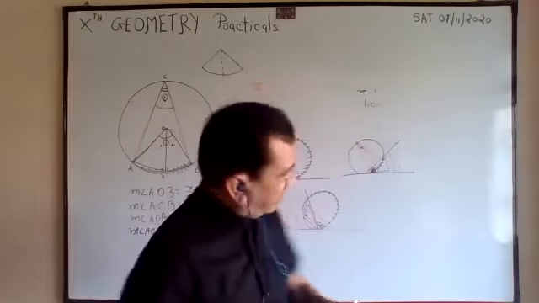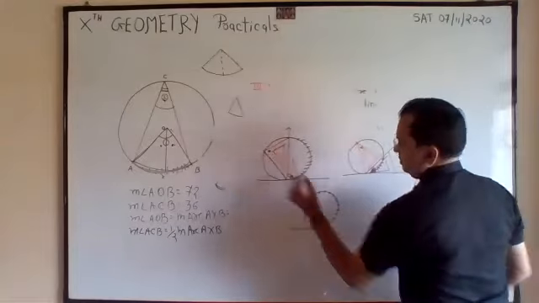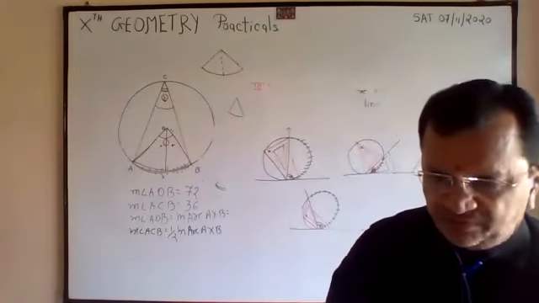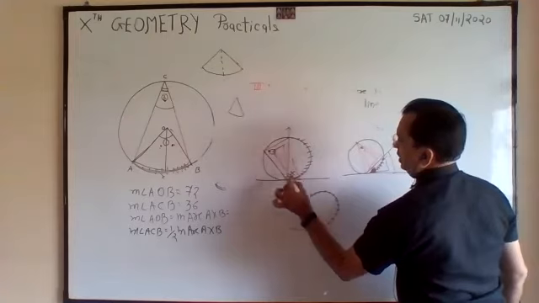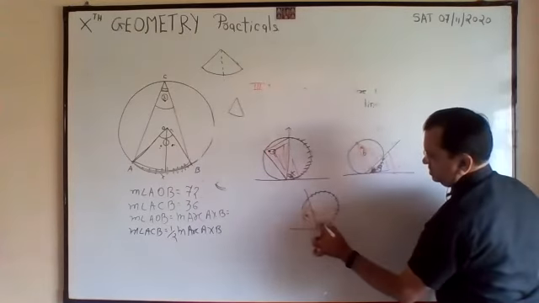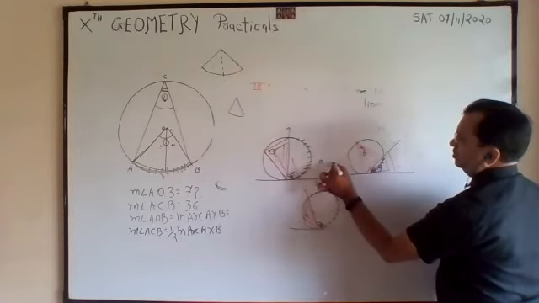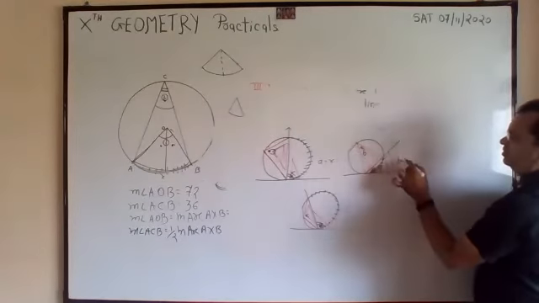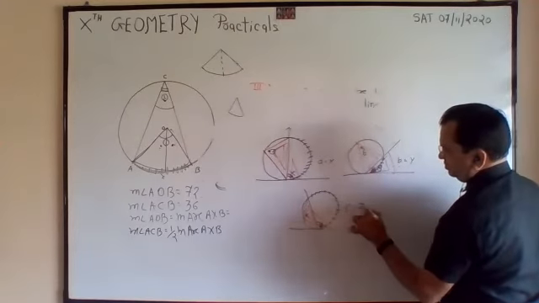So here, what exactly we are proving? This is A, this is X, this is B, this is Y, this is C, this is Z. Here we can prove A is equal to X. Here we will prove B is equal to Y. Here we will prove C is equal to Z.